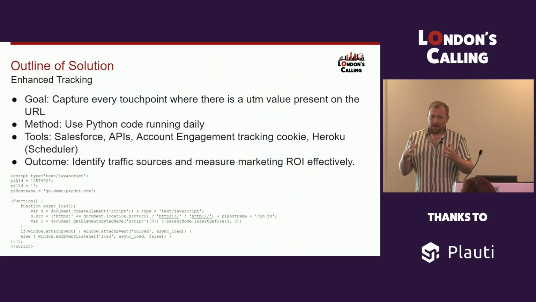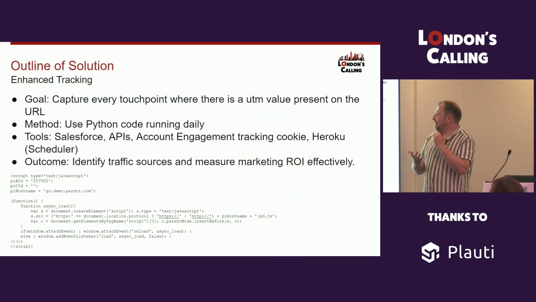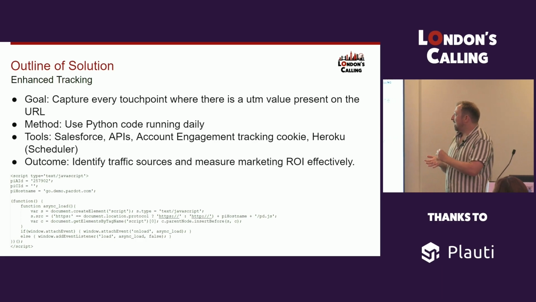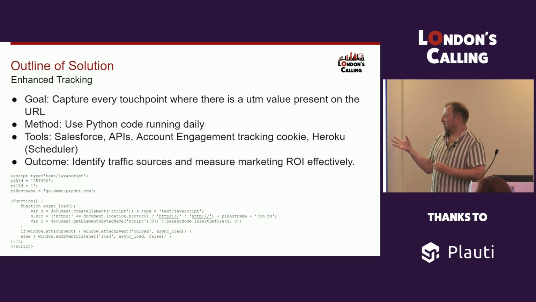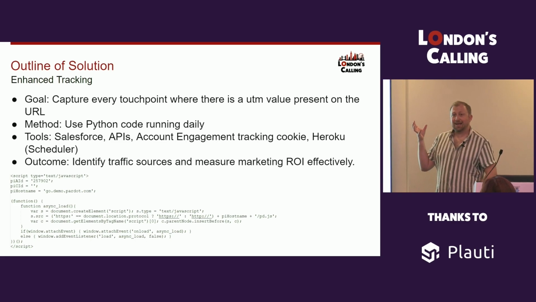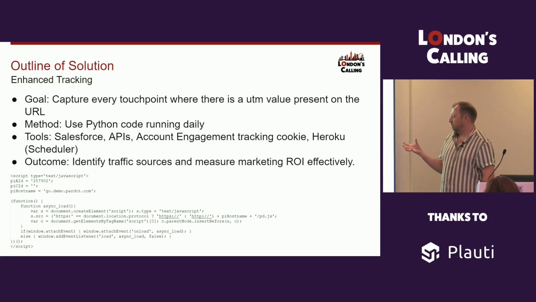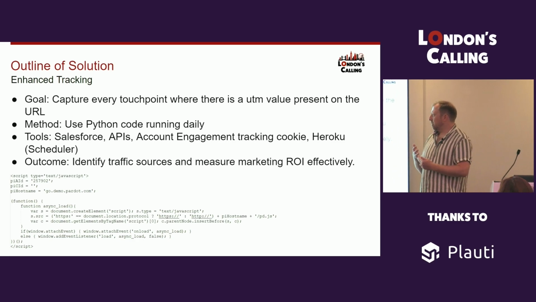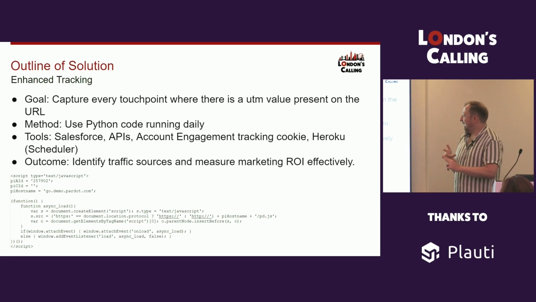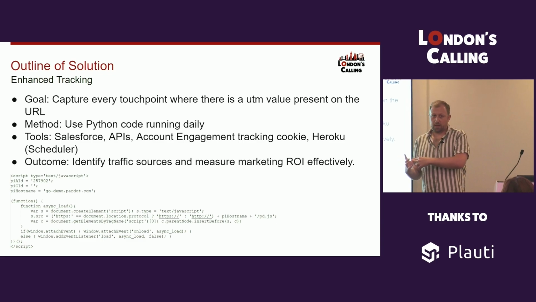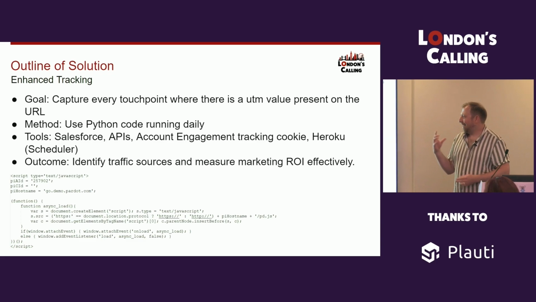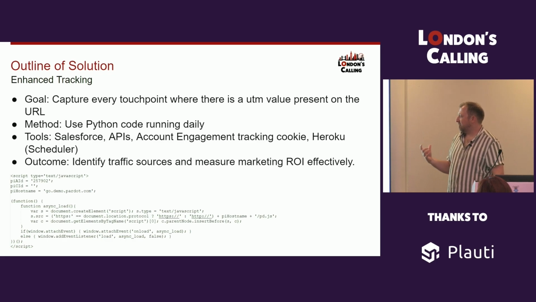As I mentioned, the goal of this is to capture every touch point where there is a UTM value present in the URL. The method we've used is Python code running daily to do this. The tools we're using are Salesforce, the APIs, the account engagement tracking cookie, and Heroku, the scheduler within the Heroku app. The outcome of this is we are able to identify our traffic sources and effectively measure marketing ROI.